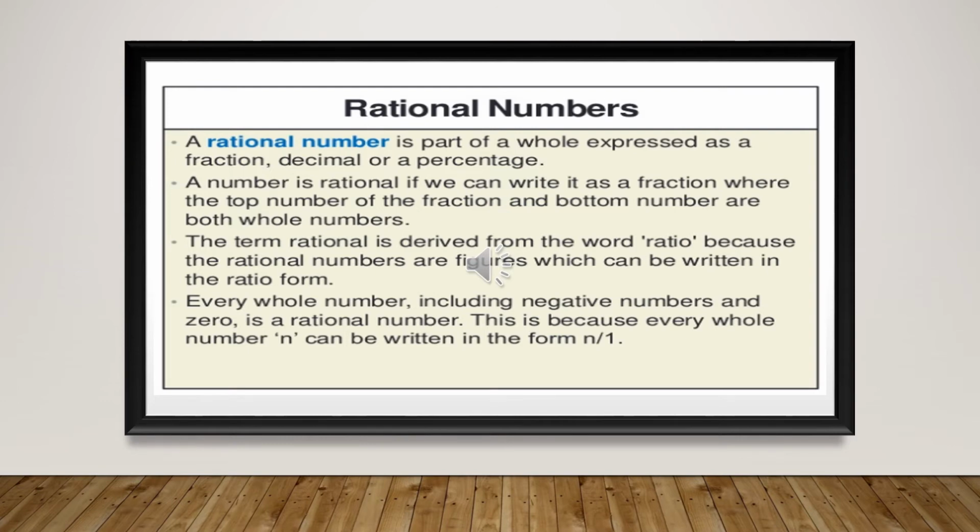So every whole number including negative numbers and 0 is a rational number. This is because every whole number, let's suppose n, can be written in the form of n upon 1. It means that any whole number can be written in the form of a fraction. If it is 2, it can be written as 2 upon 1. If it is 3, it can be written as 3 upon 1, and so on.